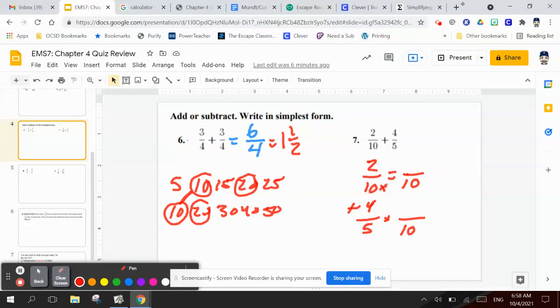So I know 10 times 1 is 10. So I take 2 times 1, which is 2. The bottom one here, 5, I have to take 5 times 2 is 10. So I do the same thing to my numerator, which is 4. So 4 times 2 is 8. Then I add those together. 2 plus 8 is 10. 10 is my denominator, it stays the same. And 10/10 is the same as 1 whole.